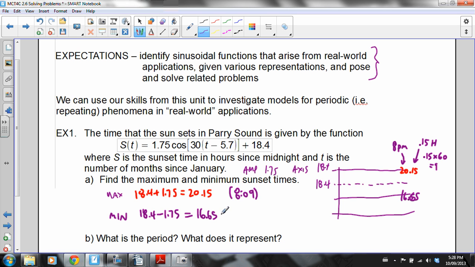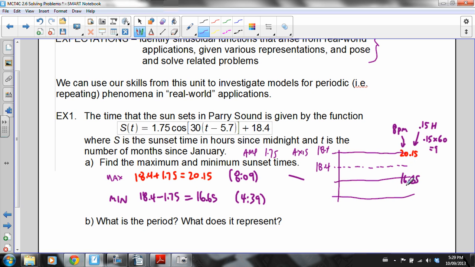See if you can figure out what that one is. I did the little conversion and I got it to be 4:39. So that means in Parry Sound, the earliest the sun sets is 4:39, and the latest the sun sets is 8:09, and those are the actual values that we can get from the function.